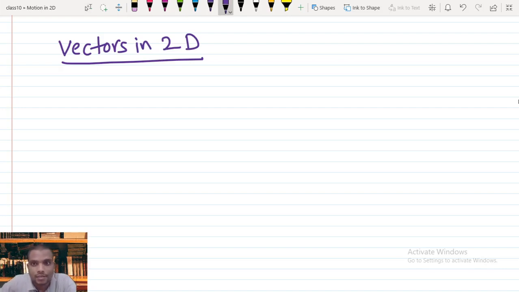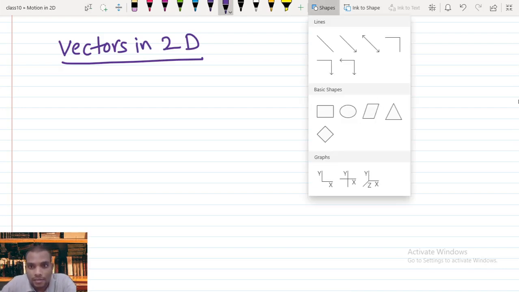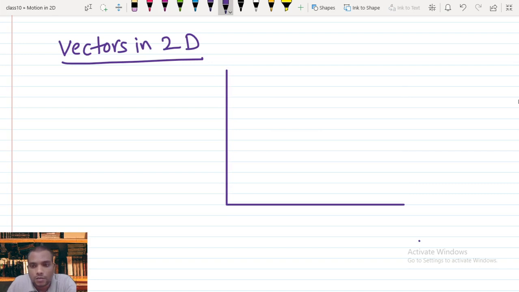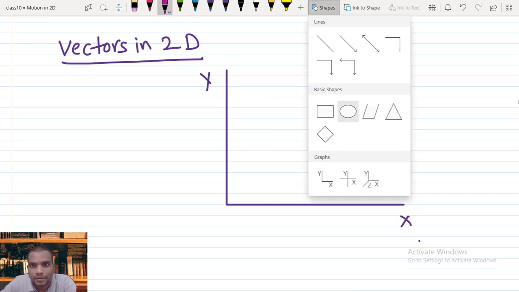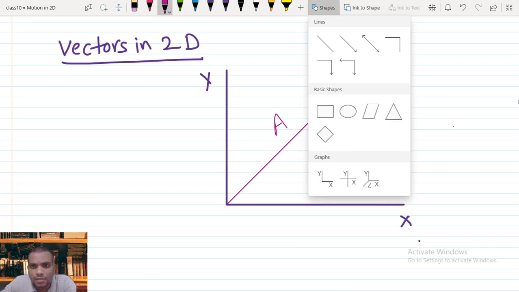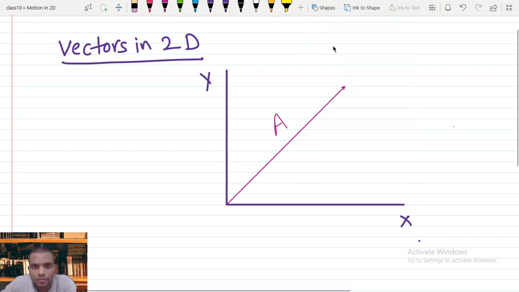Hi guys, in my previous class we discussed vectors in two dimensions. Suppose this is the x and y plane. If I take a vector in the x and y plane from the origin, so this is a vector. Now this vector is resolved into two components.